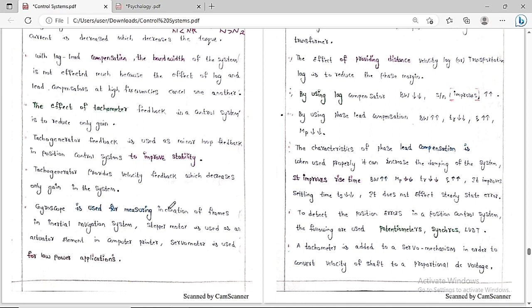So finally, I can say the gyroscope is used for measuring the inclination of frames in the case of inertial navigation system, whereas the stepper motor is used as the actuated element in the case of computer printer. It is going to move the frame upward and downward. It is called the actuated element. Whereas the servo motor is used only for low power applications, because it is going to have a low expiry ratio when compared to a two-phase induction motor. It has a lower rotor inertia, a small diameter but large axial length. This I already told you many times.